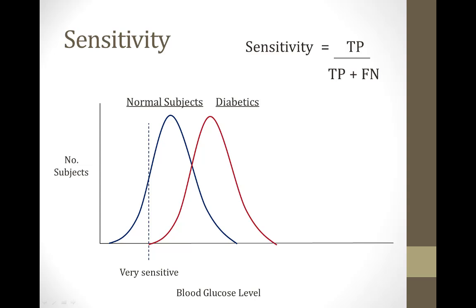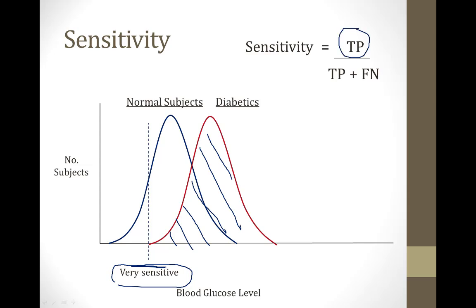So let's go back to our 2 overlapping curves and look at what the effect of different cutoff points would be on the sensitivity of the test. So if we chose a cutoff point that's very low over here, way down at a low blood glucose level, that would be a very sensitive test. And let's think about why it would be very sensitive. It would be very sensitive because you would have a large number of true positives. Look, this cutoff point would identify every diabetic subject as a true positive. So the number on top in the sensitivity equation would be very large.